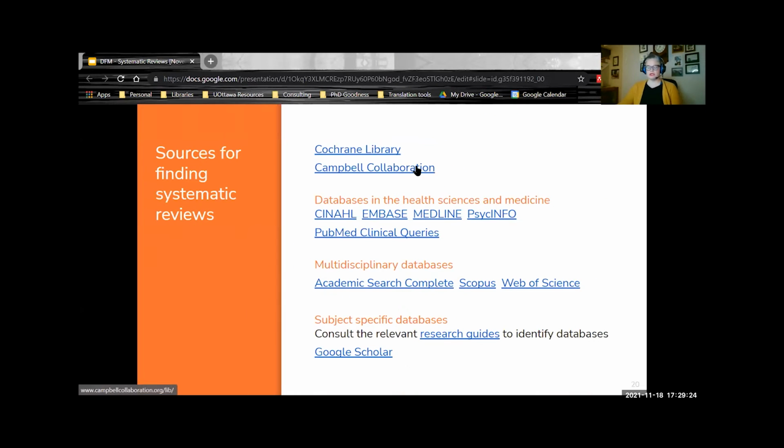The Campbell Collaboration is more on the social sciences end of it, but sometimes there is an overlap with the medicine or health sciences field, in the sense that they will have, for example, medical education, or anything really involving simulation techniques in medical education, or if there's a mental health aspect.